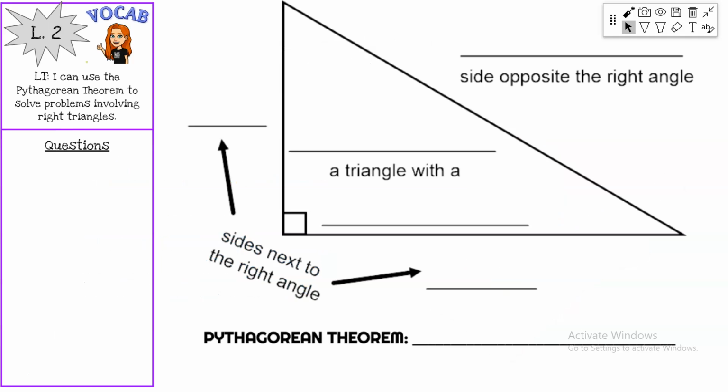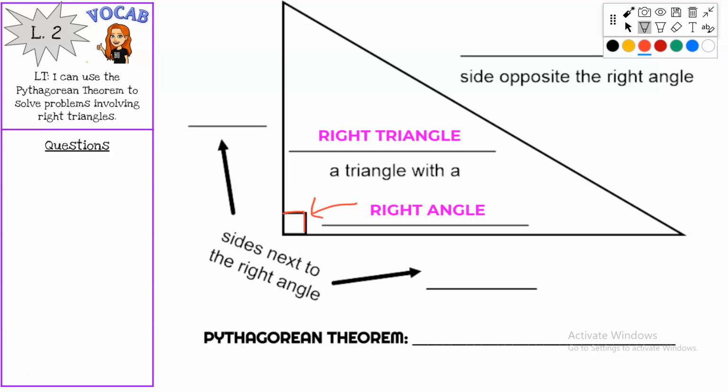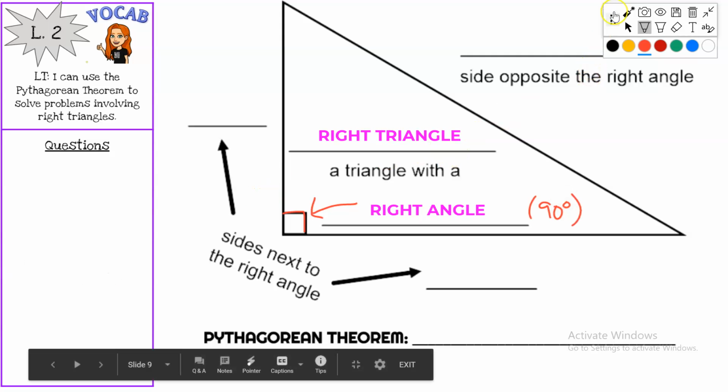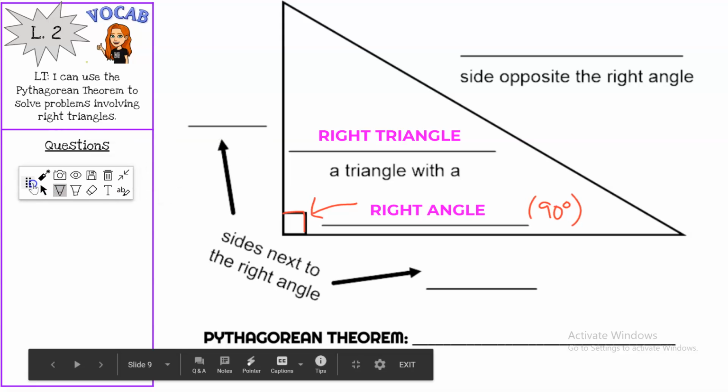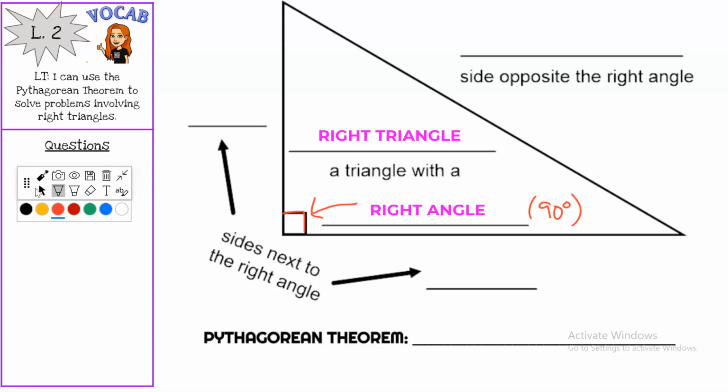First off, some vocab. We're going to start off with a right triangle, so that's what you see pictured here. A right triangle is just a triangle with a right angle. You're going to see that right angle notated by this little square in the corner. If you see that, that's a right angle, or what we call a 90-degree angle, a corner. It makes that nice perpendicular intersection.